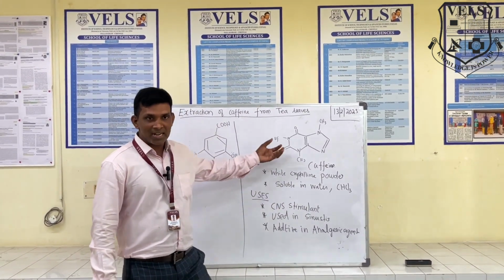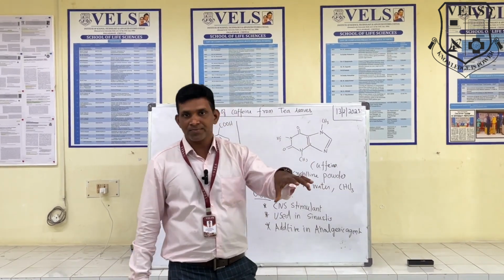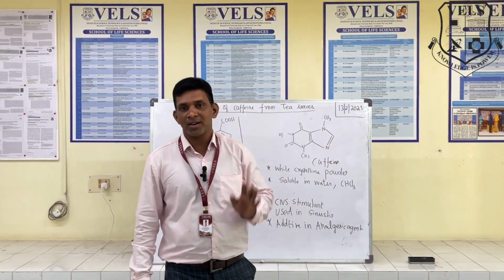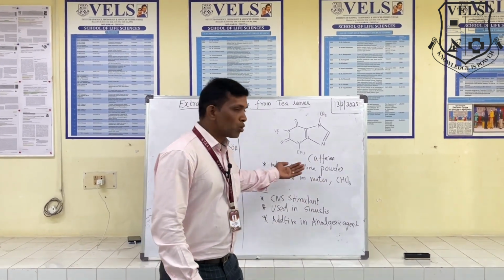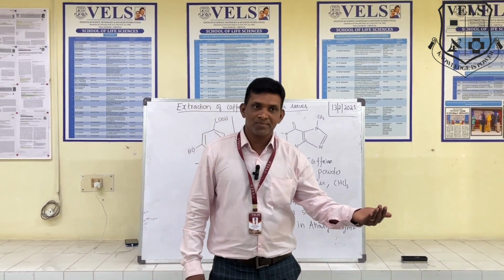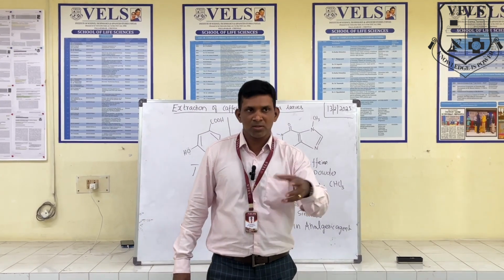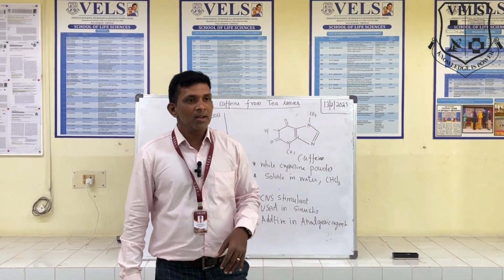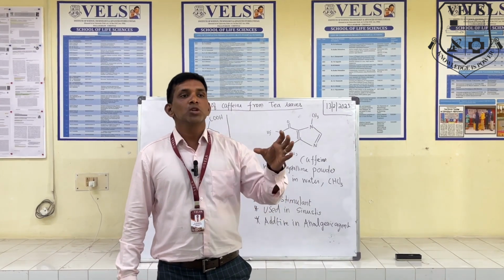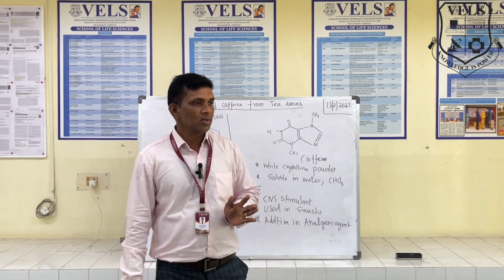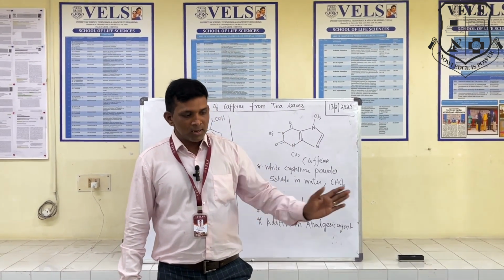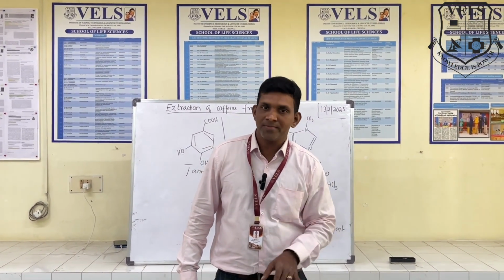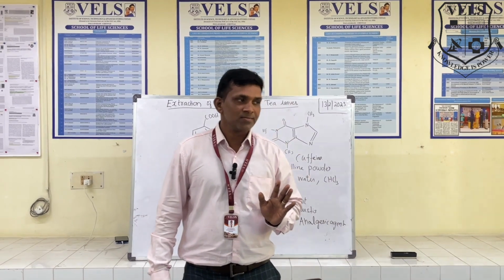First, take the tea leaves and add water: 20 grams of tea means add 100 ml of water. Add 10 grams of sodium carbonate or sodium sulfate. You can take 5 grams, or add a mixture of both sodium sulfate and sodium carbonate, no problem. Heat that solution for 2 to 3 hours. After 3 hours, take that hot solution, digest it, and filter the solution.